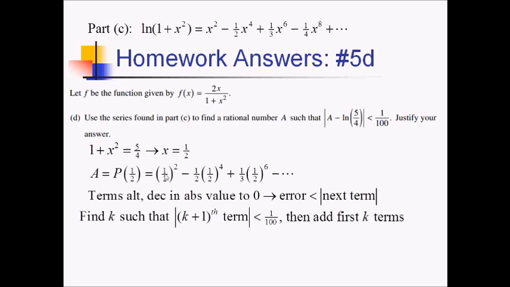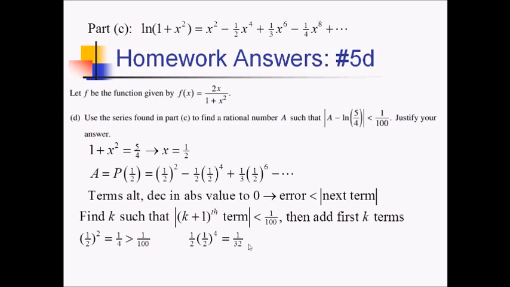All right, so let's start looking at k plus 1th terms. Let's start with this very first term, 1/2 squared. That has a value of 1/4. That's greater than 1/100, actually. So that's not the k plus 1th term we're looking for. All right, well, it was the first term anyway, so that would have been kind of awkward. Let's look at the next term. 1/2 times 1/2 to the 4th. That's really 1/32, 1/2 to the 5th.